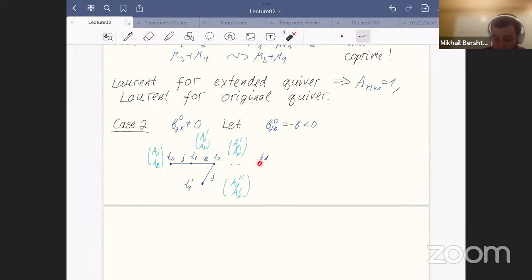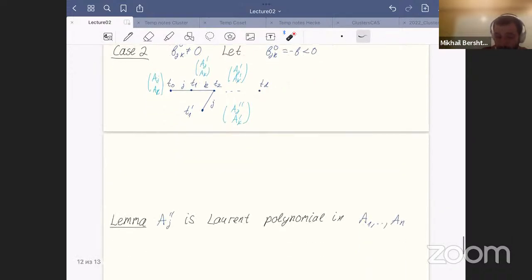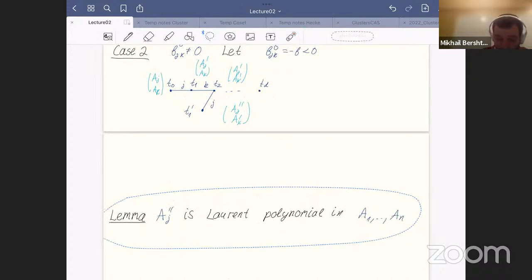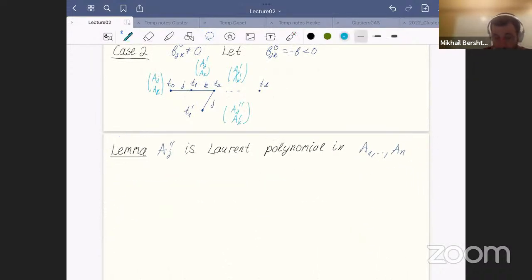So we get two directions to TD. One starts from T1, another from T1 prime. But now the corresponding variables differ in two positions. Here we have AG prime, which in principle can lead to some non-trivial denominators. Here we have AK prime and also AG2 prime. It appears that for AG2 prime, we don't even know that this is a Laurent polynomial, and this is lemma 1.